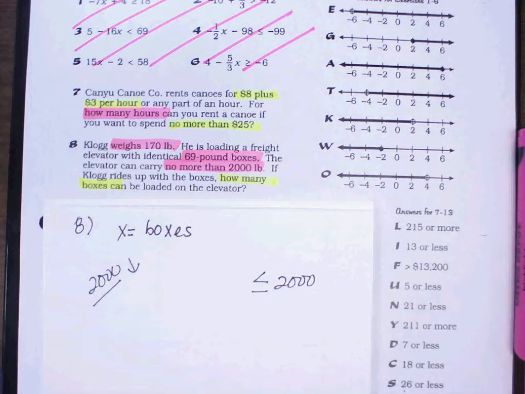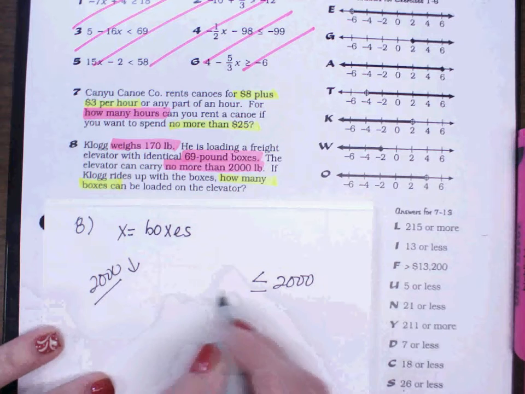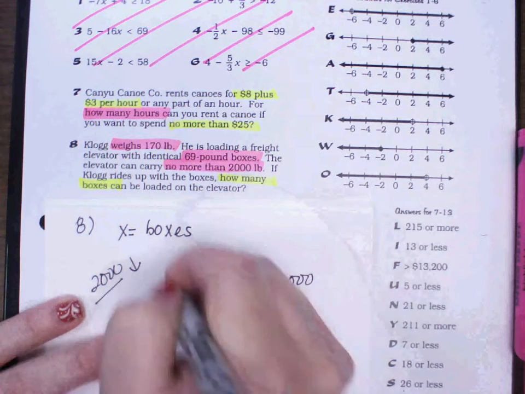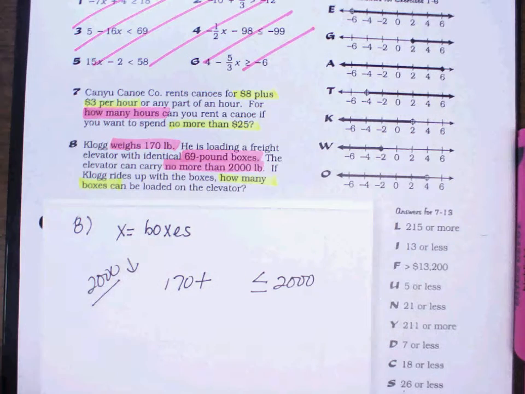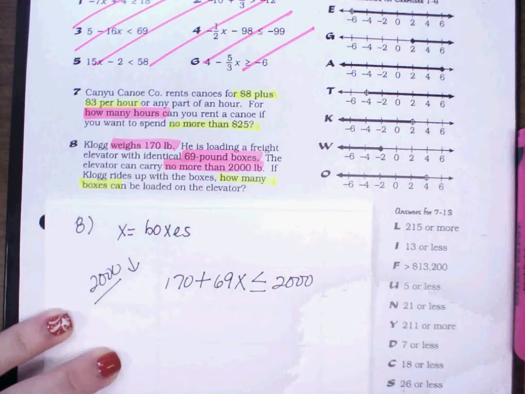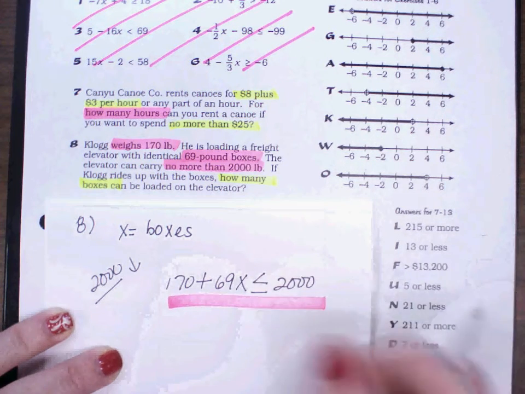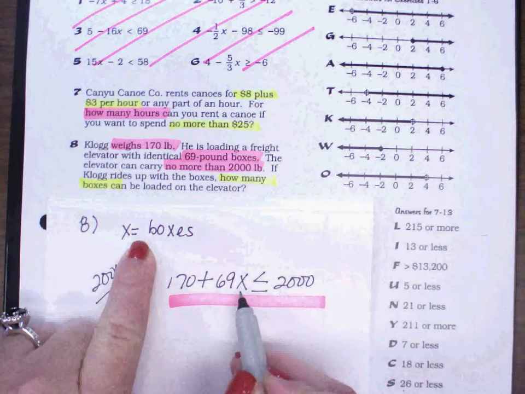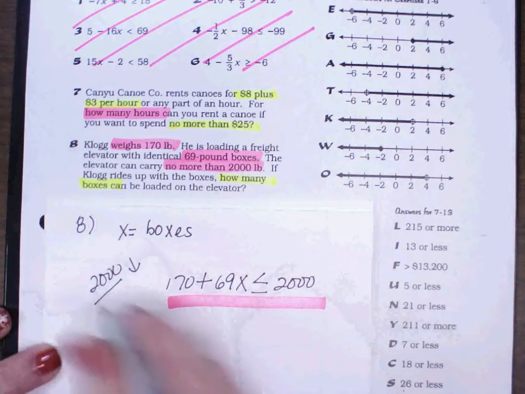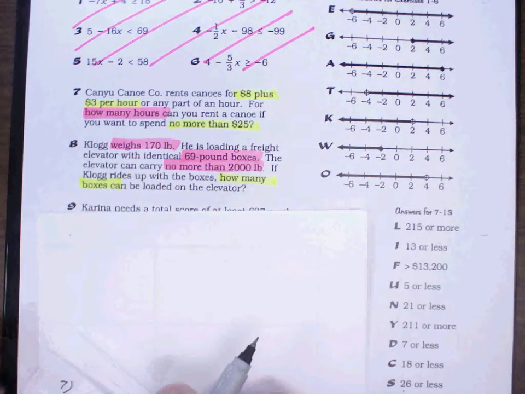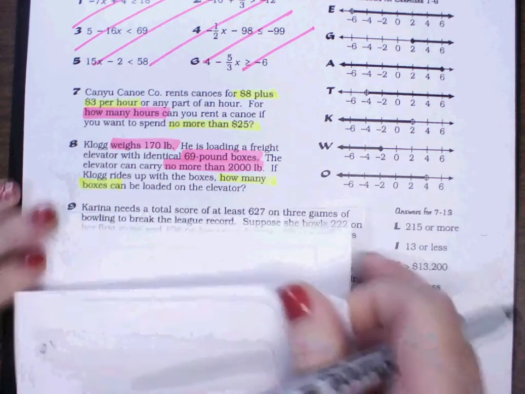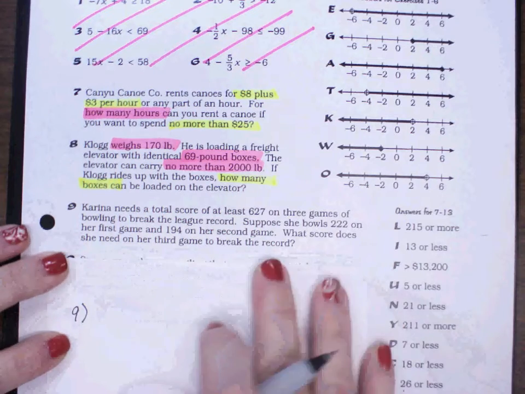How many pounds can the elevator hold? 2,000. Can it hold more than that? No, so it has to be what? Less than or equal to 2,000. All right. So he weighs 170 and he's put in 69-pound boxes. So how do I translate that into this side of the inequality? He's getting on the elevator with all these boxes, so I need to add it, right? How do you know that is 69x? Thank you very much, Juliana. 69-pound boxes, and you do not know how many boxes you got. Very good. Okay?